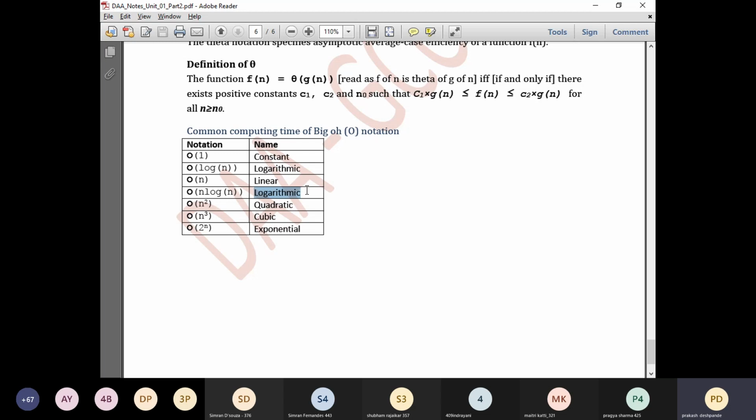In the same way, we have another, n log n, where n is multiplied by log n. Okay, the other three are important here. That is n square, where the power of n is square, that is quadratic, and n cube, that is cubic, and exponential is 2 to the power of n. Okay, this is big O notation.